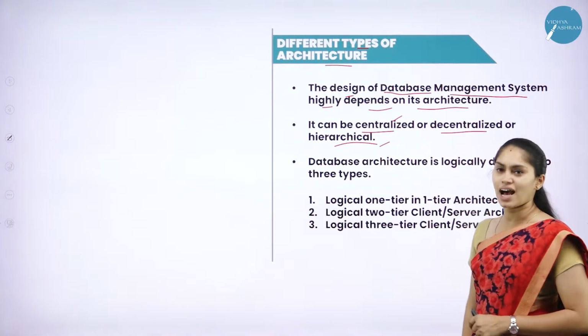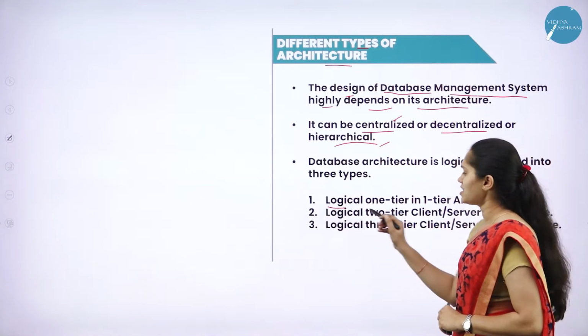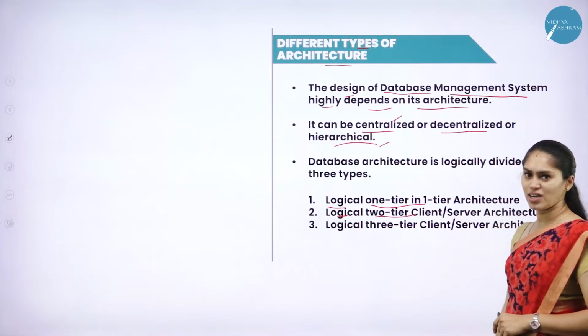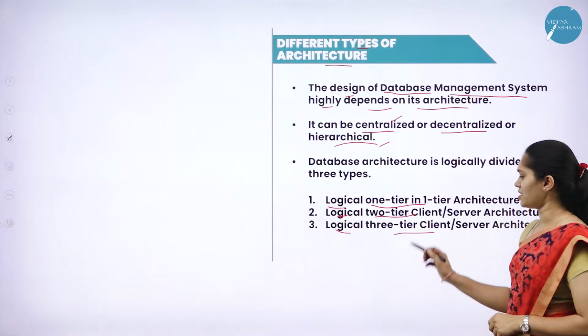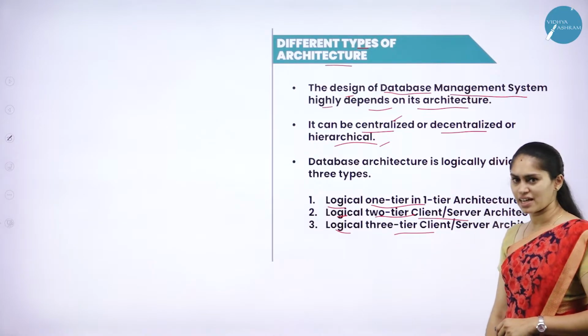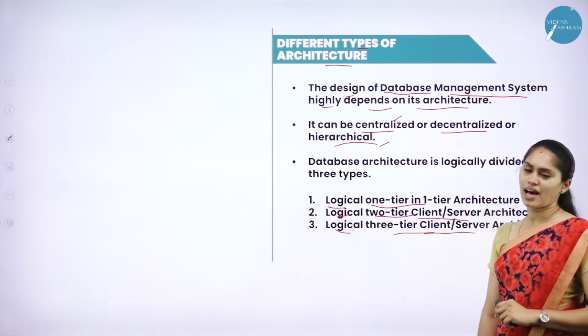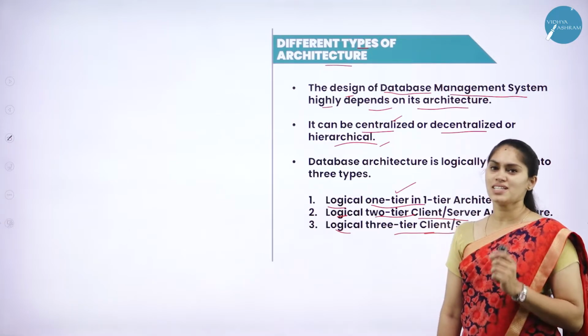Based on this architecture, we have three types. It is easy to remember. One is logical one-tier architecture, and logical two-tier architecture, and also we have a logical three-tier architecture. This is also called client-server architecture. This is logical three-tier client-server architecture. We'll see about the first type, that is related to logical one-tier.